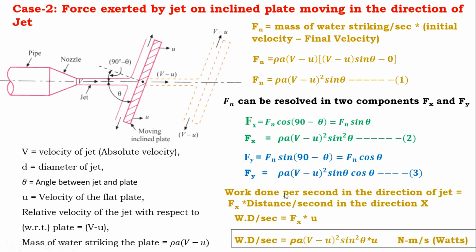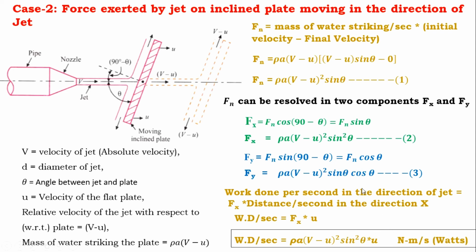Now to find out the work done per second in the direction of a jet is equal to Fx into distance per second in the direction of x. So Fx into U. Substitute the value of Fx from equation number 2. We get the work done per second in the direction of a jet. The unit is Newton meter per second.